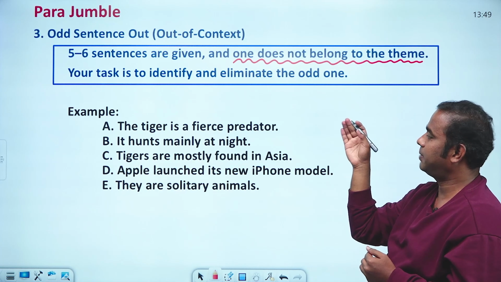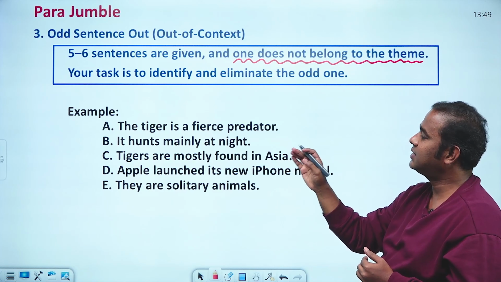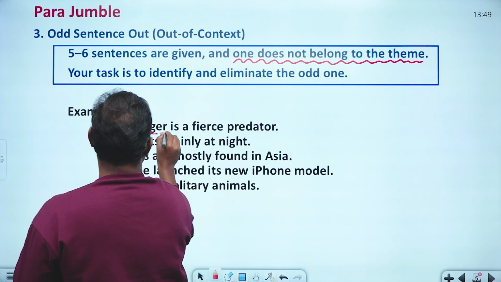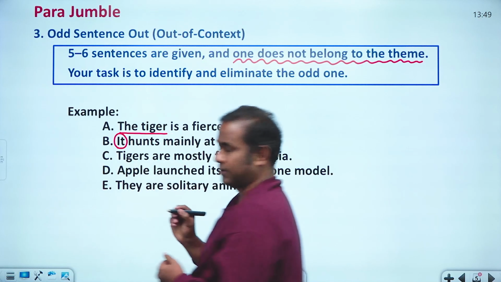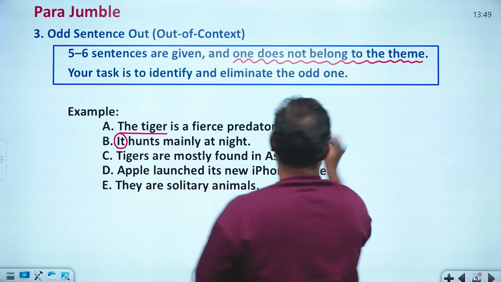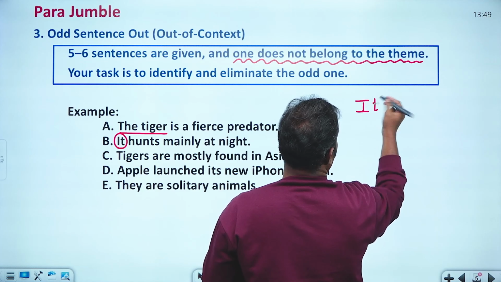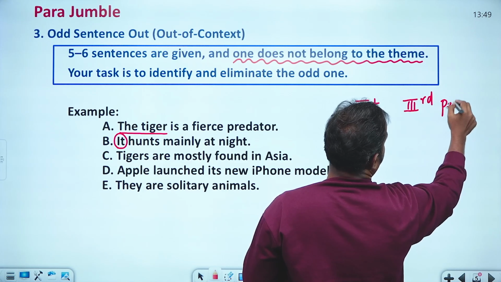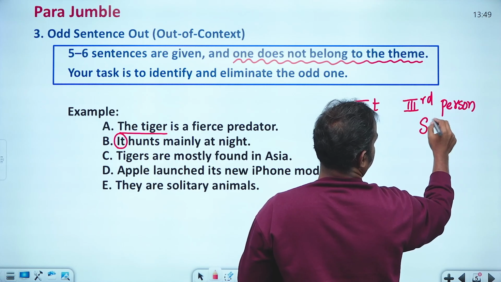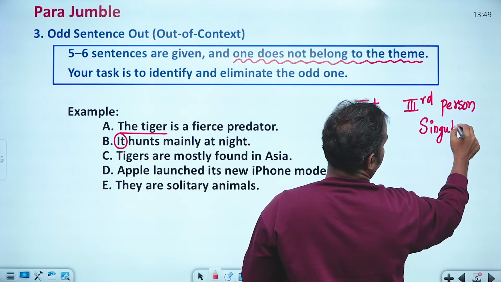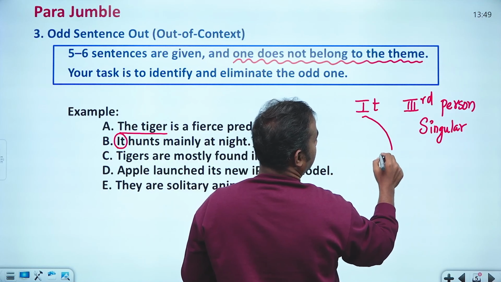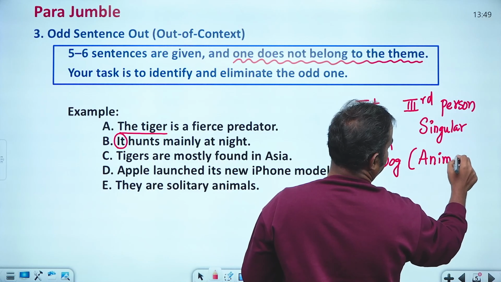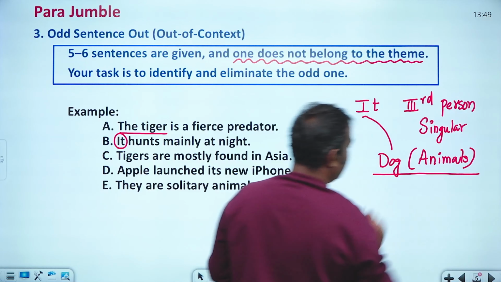The tiger is a fierce predator. They're talking about the tiger. It hunts mainly at night. So it means the tiger. Here the hero is the tiger. Why is it the tiger? It is a word used for third person singular, usually referred for dogs, animals, etc.